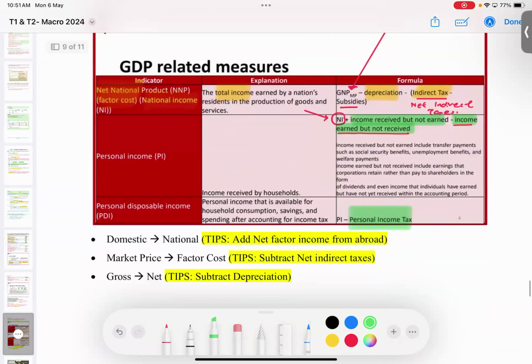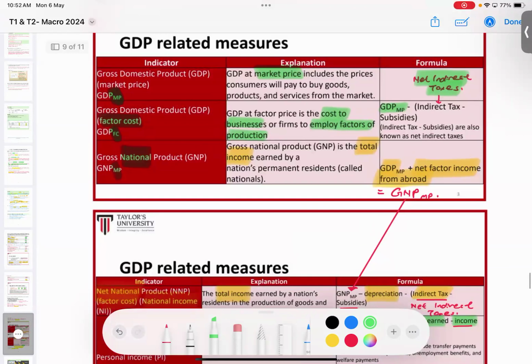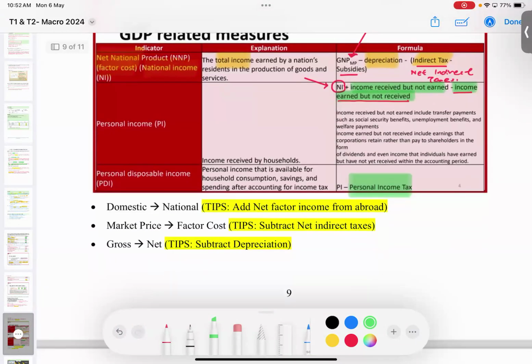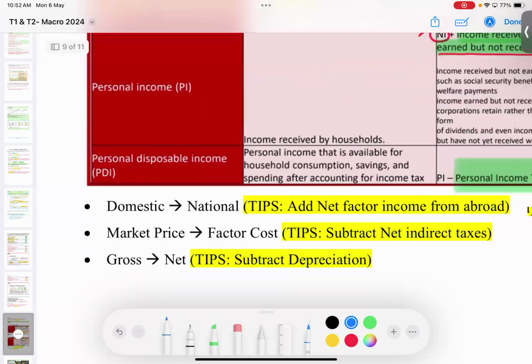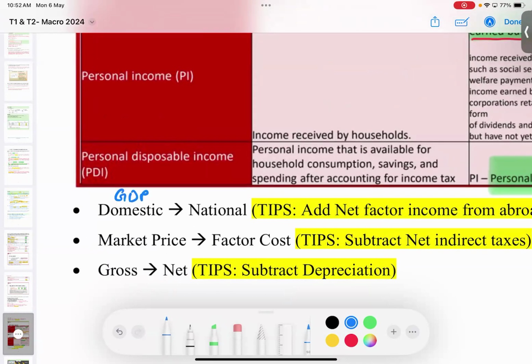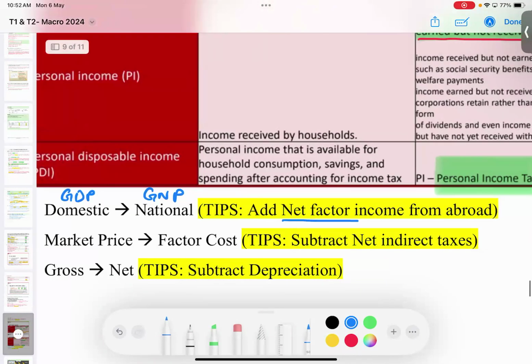Now, some tips that I want you to focus on. If today they ask you to calculate from domestic to national, let's say they ask you to convert from GDP to GNP. GDP is gross domestic product, GNP is gross national product, the one that we said just now. Now, if you need to convert GDP to GNP, the tip is you must add net factor income from abroad. That means you take into account the income that's being earned, regardless of where they are.